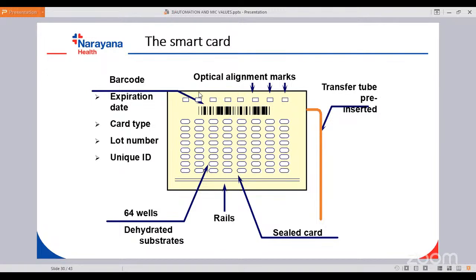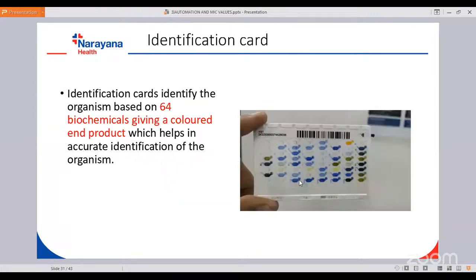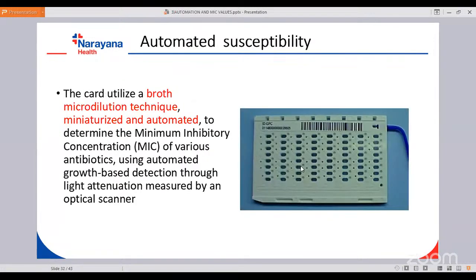You're disturbing. Okay. So the basis of this automation is a smart card, which gives you the identification and susceptibility.